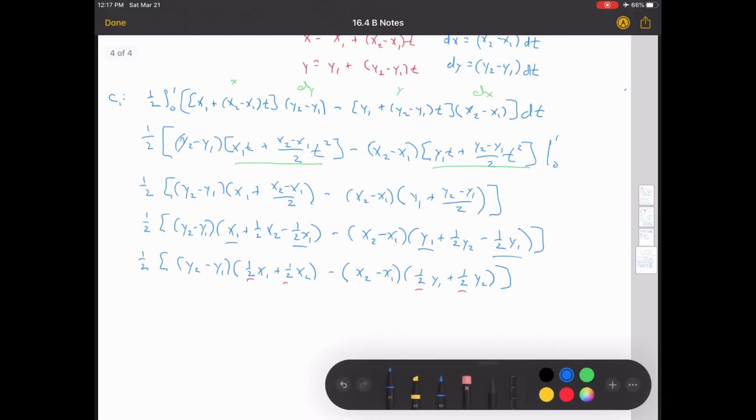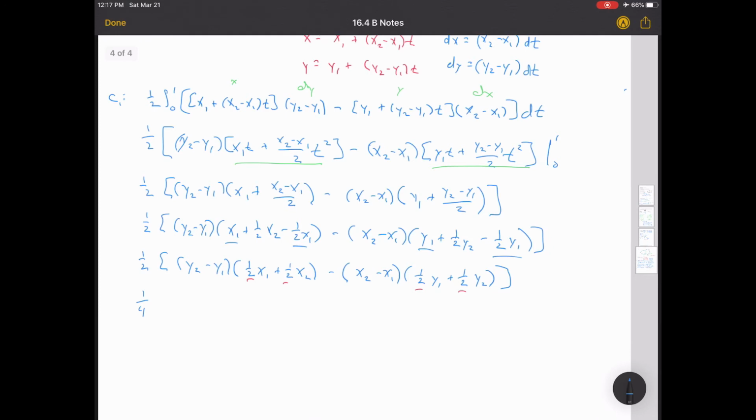So I'm factoring that 1/2 out to the front, which will give me a 1/4 total because of the extra 1/2 out in the front. And then I have y2 minus y1 times x1 plus x2 minus x2 minus x1 times y1 plus y2. Getting there, almost done.